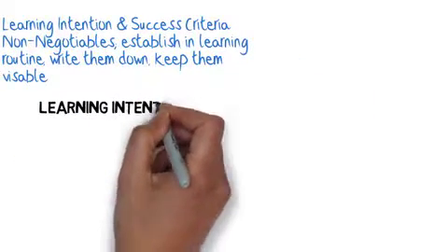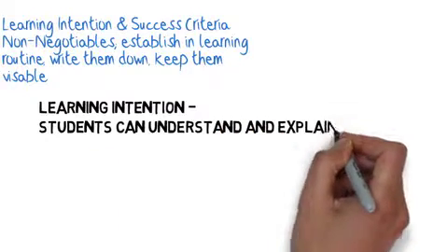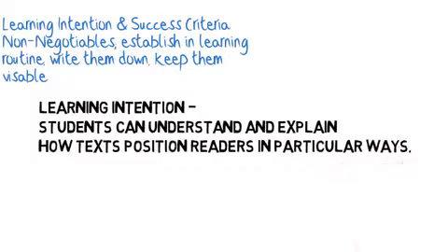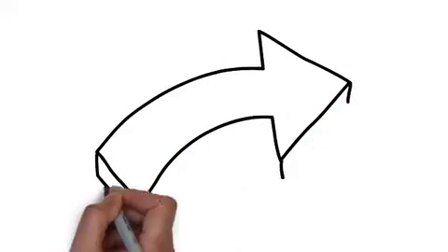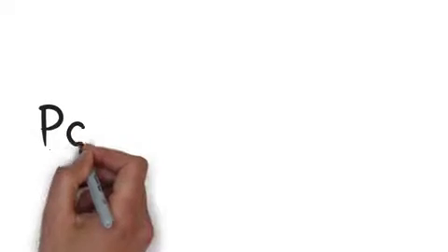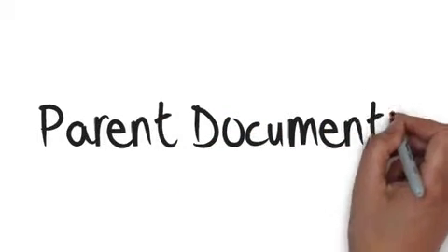Let's go through an example for the first week in this course. Students can understand and explain how texts position readers in particular ways. According to our research, it is vital to maintain the integrity of the parent document when using a learning intention. In this case, the parent document is the Australian curriculum.